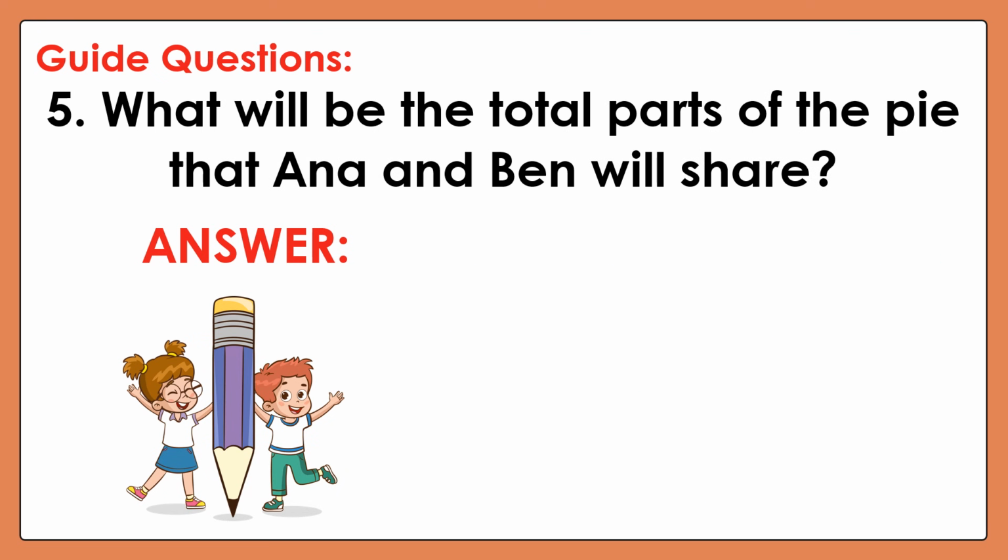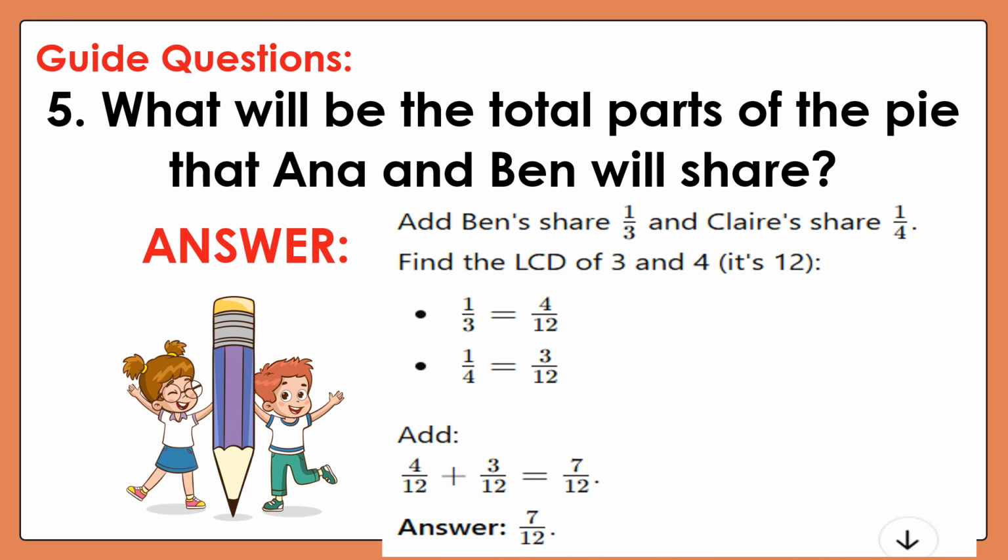Fifth, what will be the total parts of the pie that Anna and Ben will share? The answer, add Ben's share 1/3 and Claire's share 1/4. Find the LCD of 3 and 4. The answer is 12. 1/3 is equal to 4/12 and 1/4 is equal to 3/12. Then add 4/12 plus 3/12 is equal to 7/12. The answer, 7/12.